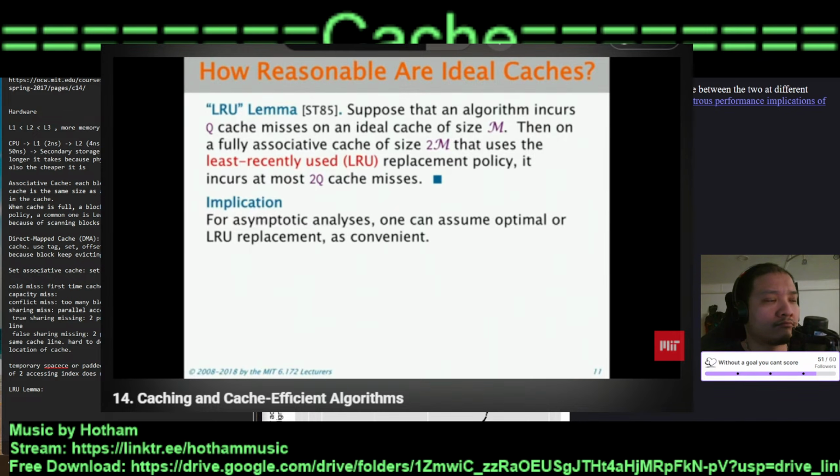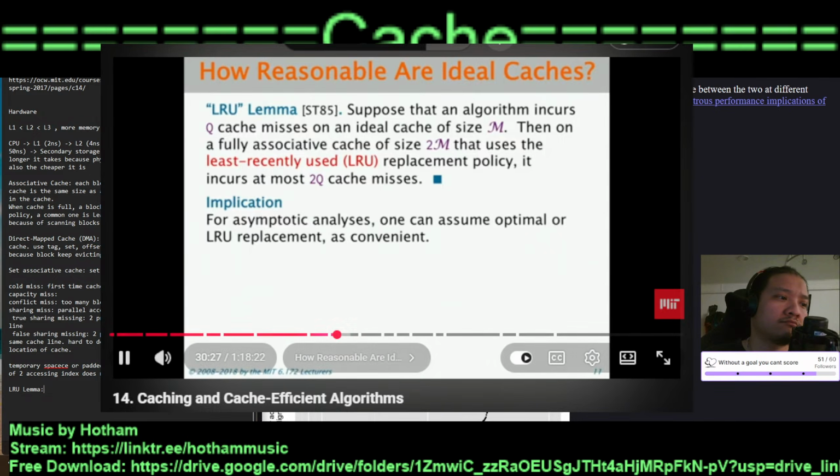So what this says is, if I can show the number of cache misses for an algorithm on the ideal cache, then if I take a fully associative cache that's twice the size and use the LRU replacement policy, which is a pretty practical policy, then the algorithm is going to incur at most twice the number of cache misses.